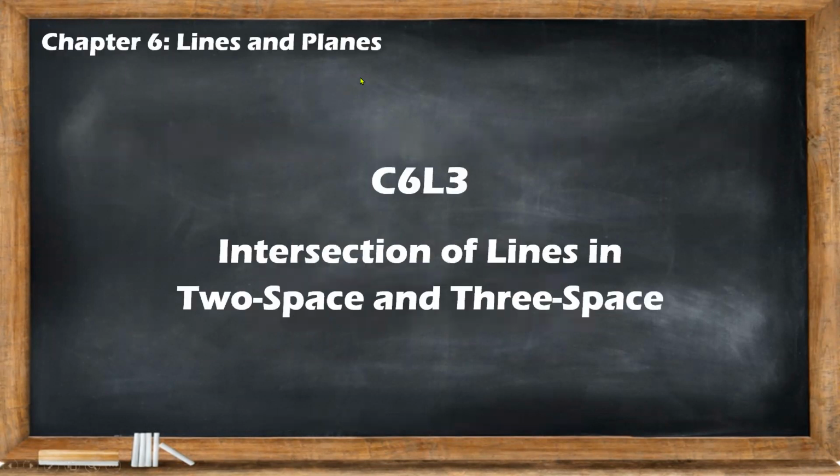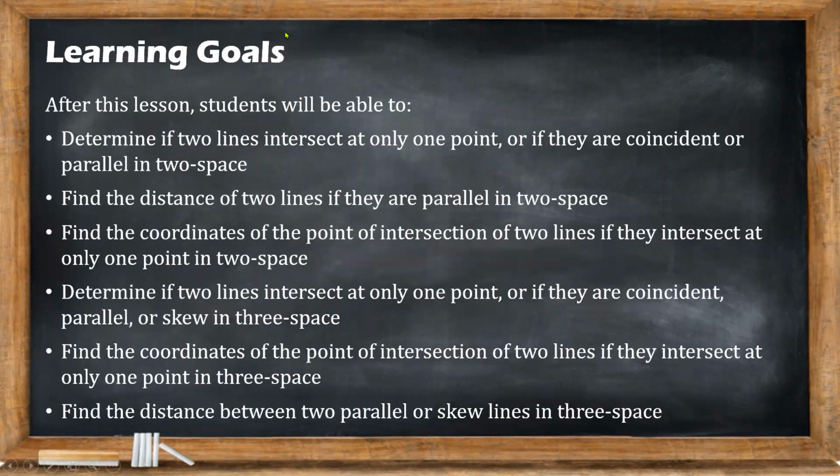Today, let's have a look at the third lesson of chapter 6, which is about intersection of lines in 2 space and 3 space. So first of all, let's give it an overview of today's learning goals. After this lesson, you are expected to be able to determine if 2 lines intersect at only one point or if they are coincident or parallel in 2 space.